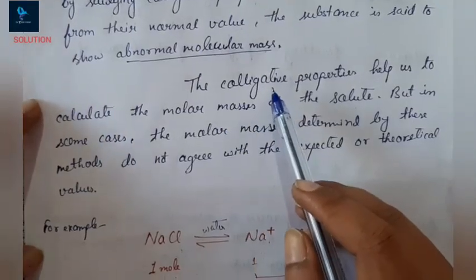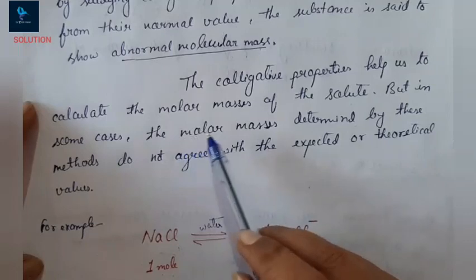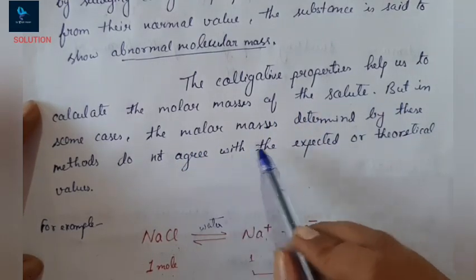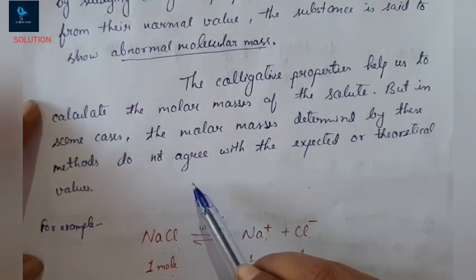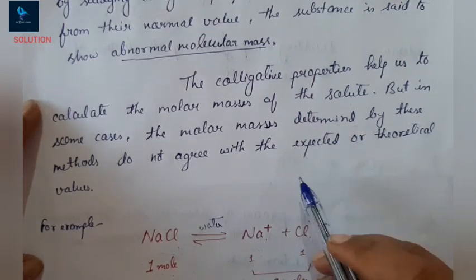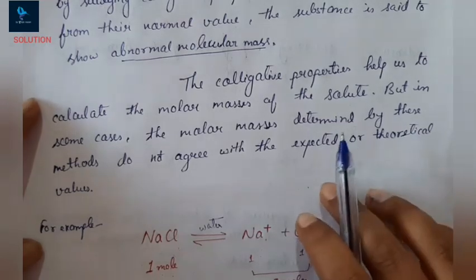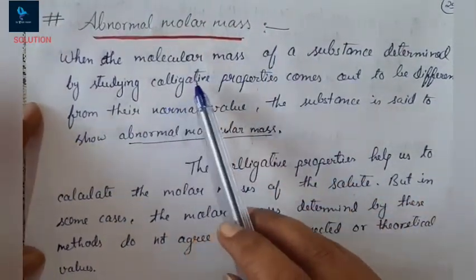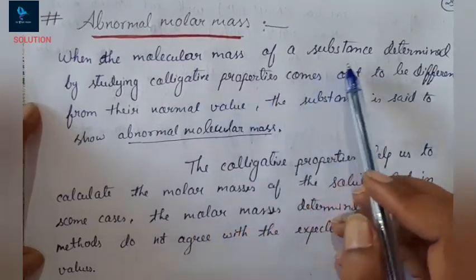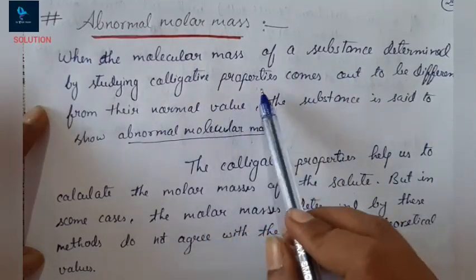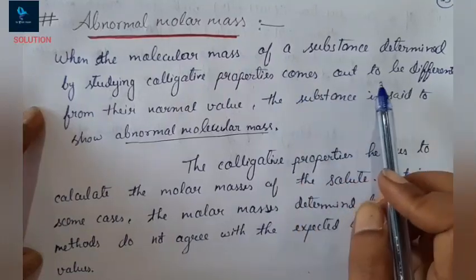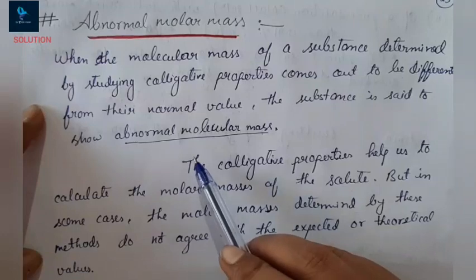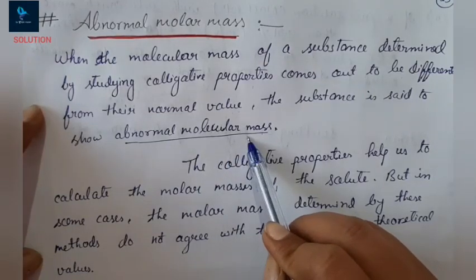The colligative properties help us to calculate the molar masses of the solute, but in some cases the molar masses determined by these methods do not agree with the expected or theoretical values. So our next topic is abnormal molar mass. When the molecular mass of a substance determined by studying colligative properties comes out different from its normal value, the substance is said to show abnormal molecular mass.